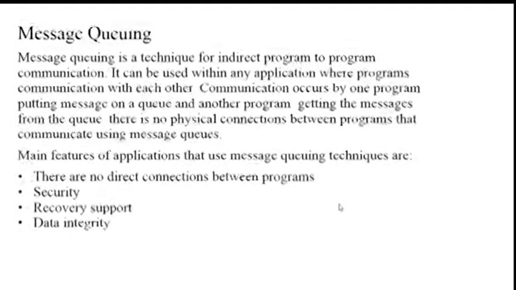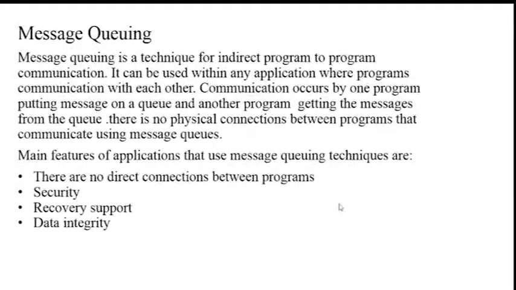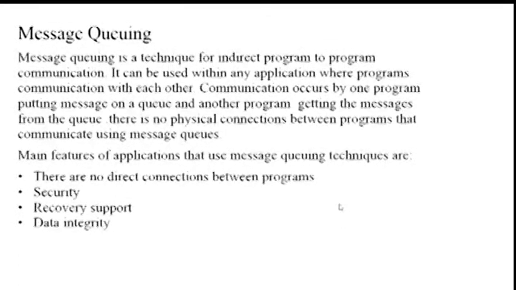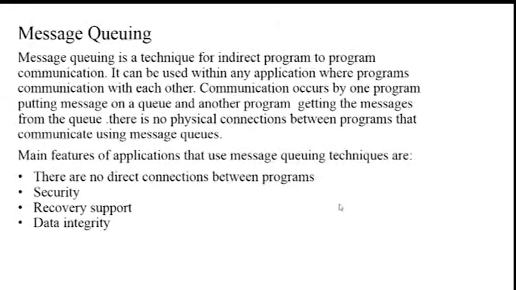Message queuing is a technique for indirect program-to-program communication. It can be used within any application where applications communicate with each other. The communication occurs by one program putting messages on a queue and another program getting the message from the queue. There is no physical connection between the applications that communicate using a message queue.